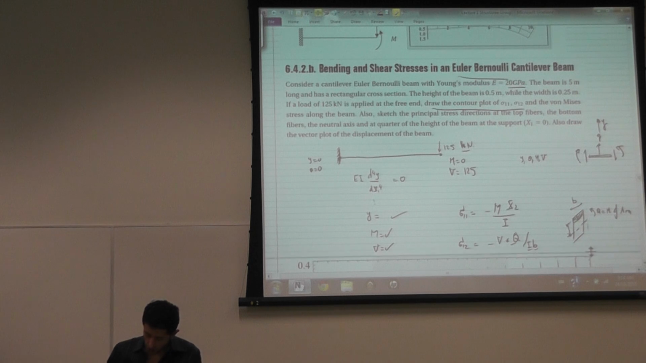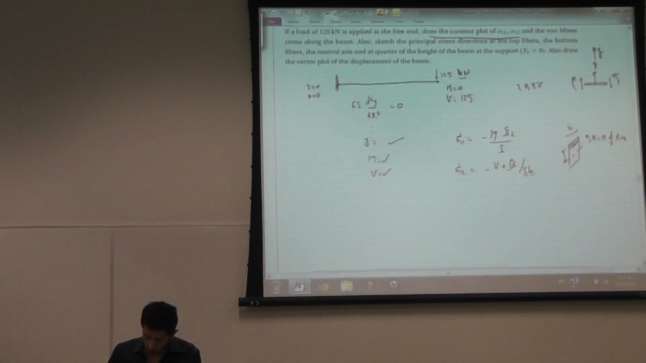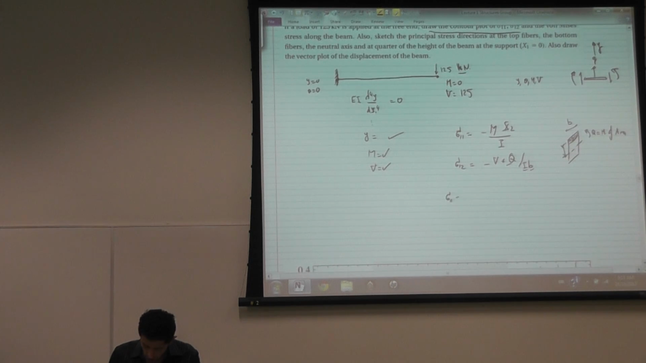So let's understand just those two equations. Sigma on 1 is equal to negative moment. What's the moment function of? X1 or X2? Or both? Just X1. X2. And usually, let's say I is constant. So sigma on 1 varies according to X1 and according to X2.